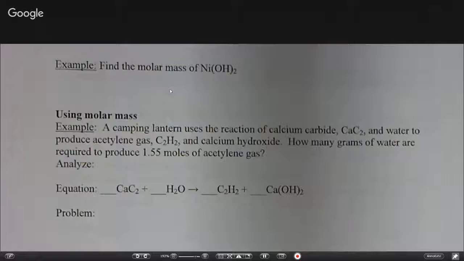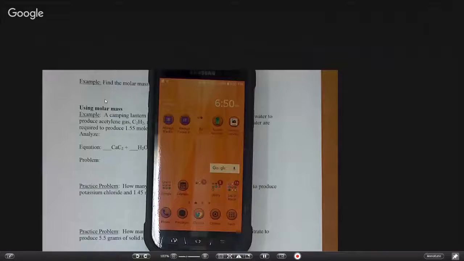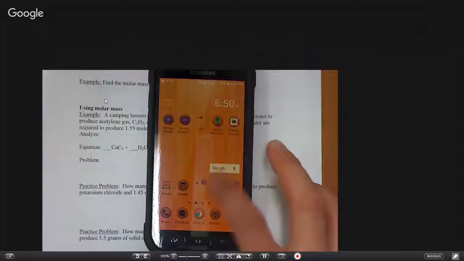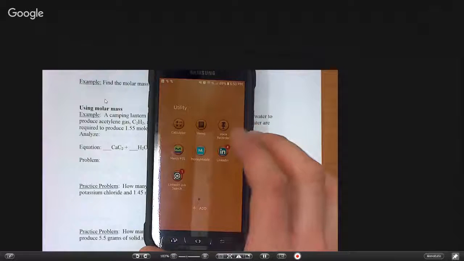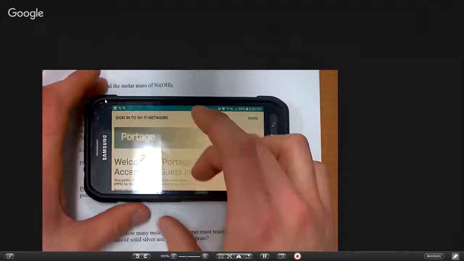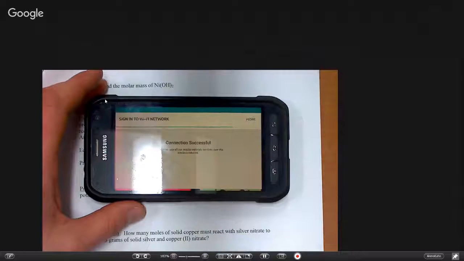Let me show you something really fancy real quick. So this is my phone. I'm going to zoom out for a moment here. And under my utility, I have Merck PTE. Oops, wants me to sign in. You can tell I'm at school right now.